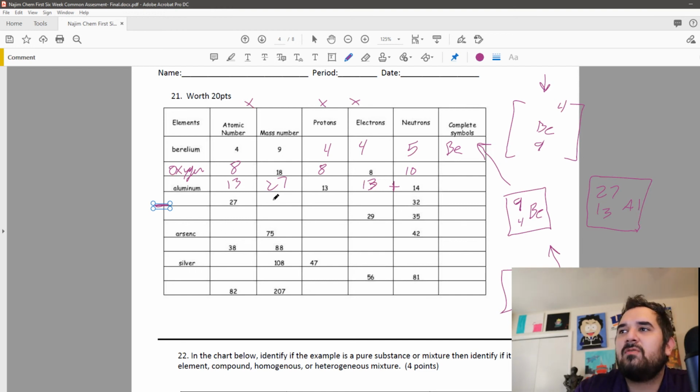All right, last one we're doing together. Neutrons are 32. Atomic number is 27. You add these together and you get 59. So our mass number is 59. And then 27, 27. And the element with 27, that one is going to be cobalt.